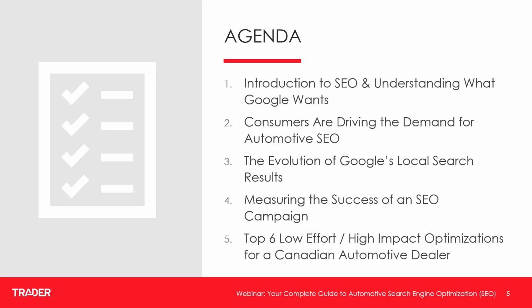So 5 things we're going to cover today. We first want to understand, what is it that Google wants? If we first know what Google wants, then we can provide them what that is in order to rank and get more traffic to our sites and our dealerships.